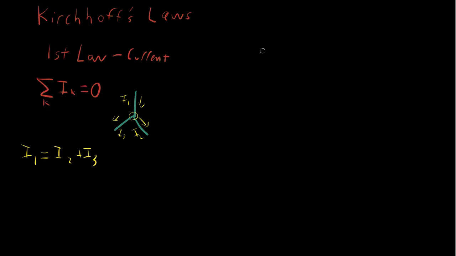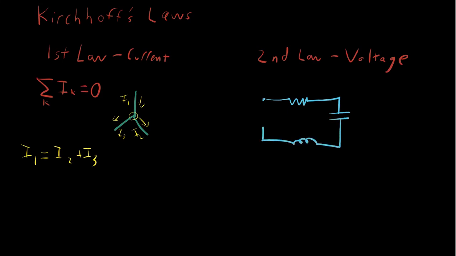The second law talks about voltage. And it makes a similar statement, but it's not about a single node. It's instead about a mesh or a loop. And what the second law says is that if you have any loop around a circuit, and so, like, you have a circuit where you start at a wire here, and you go out, and you have a resistor here, and you have a capacitor here, and let's say you have an inductor here, and you're closing off with a voltage source here.